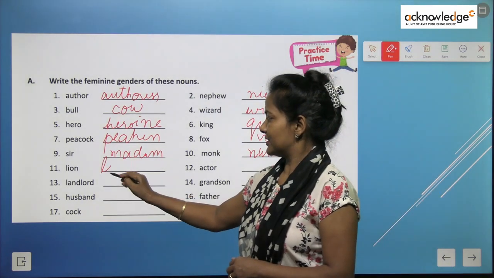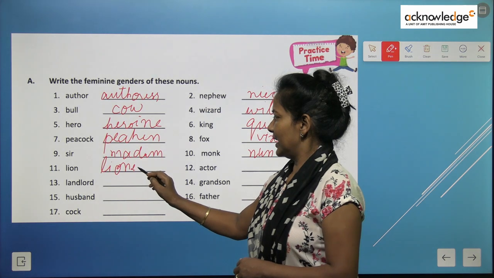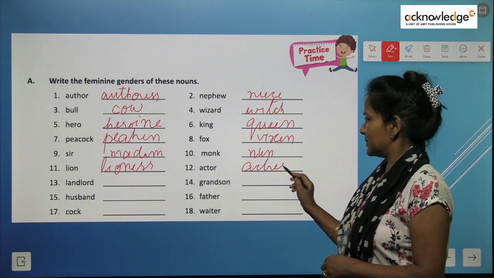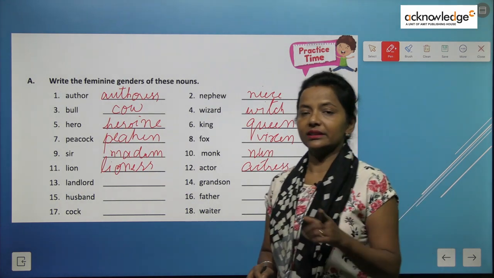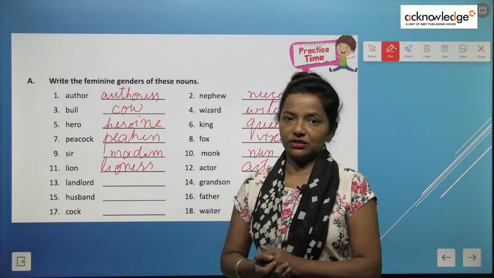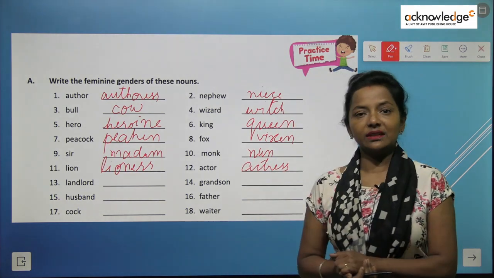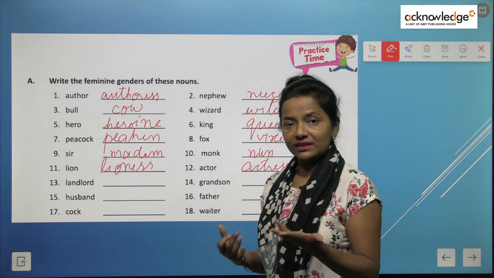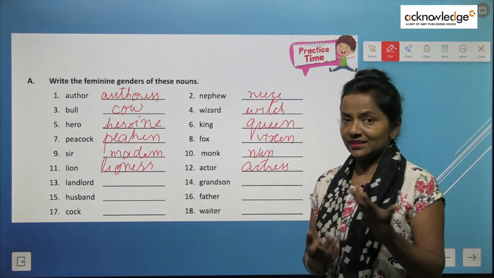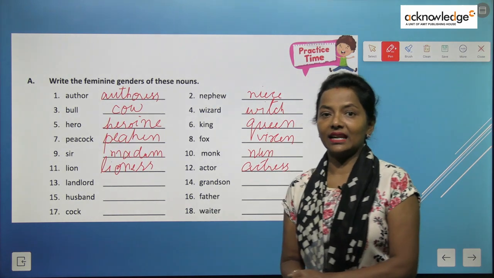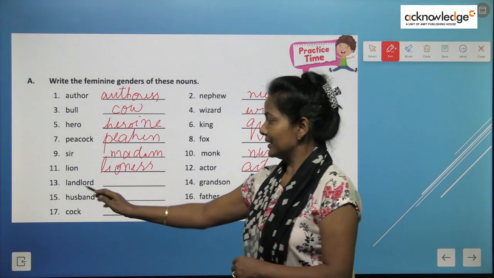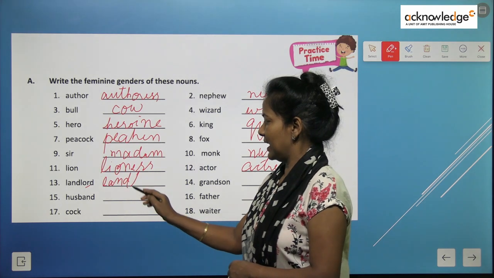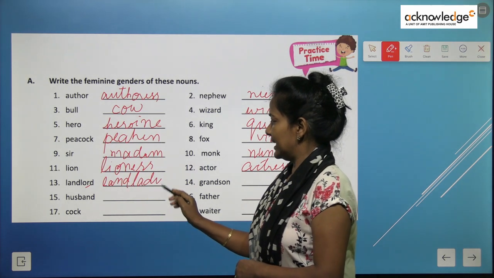Lion, lioness. The feminine of lion is lioness. Actor, actress. Children, you have to learn all those masculine and feminine genders. Then only you will be able to do this exercise very easily, because you will remember what is the feminine of this noun. So, landlord, landlady. We have to change only one noun here. So, land becomes the same, land we write same, and we change lord to lady.